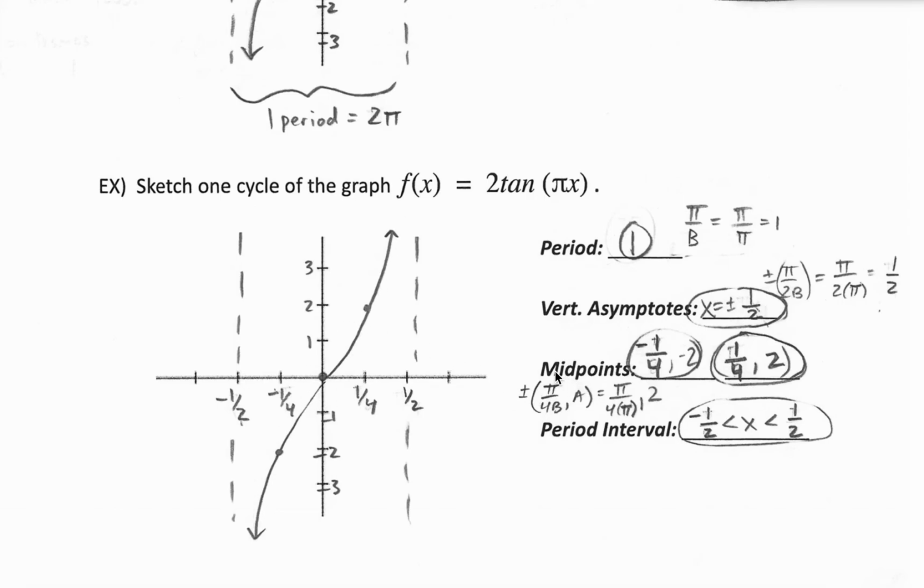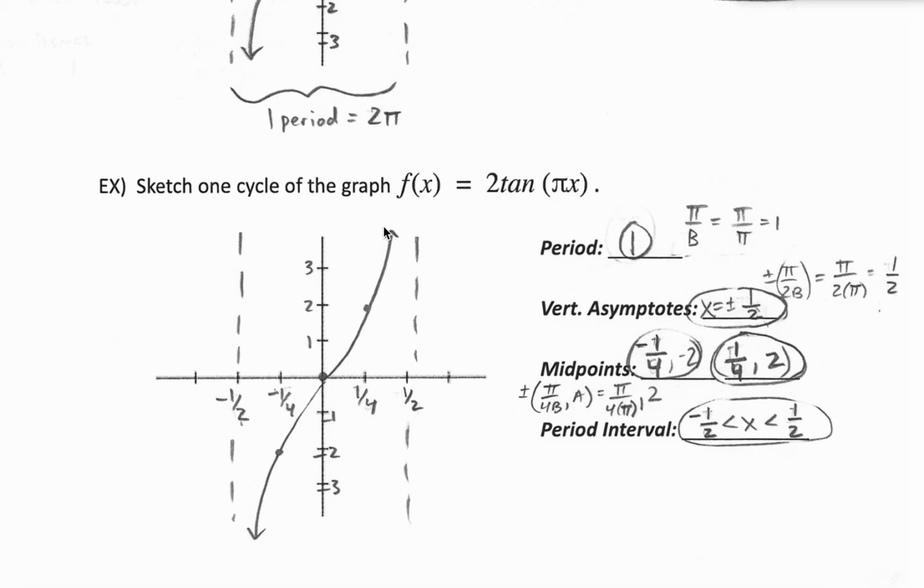Otherwise, finding the midpoints again is just going to be a quarter of our period, or half of what we said the vertical asymptotes were at. Half of 1/2 is 1/4, or you could take a quarter of 1, which is 1/4. The a value or the y value, both are the same, is 2 in this function. So at negative 1/4, negative 2 is going to be a midpoint, and at 1/4, positive 2 is our other midpoint.